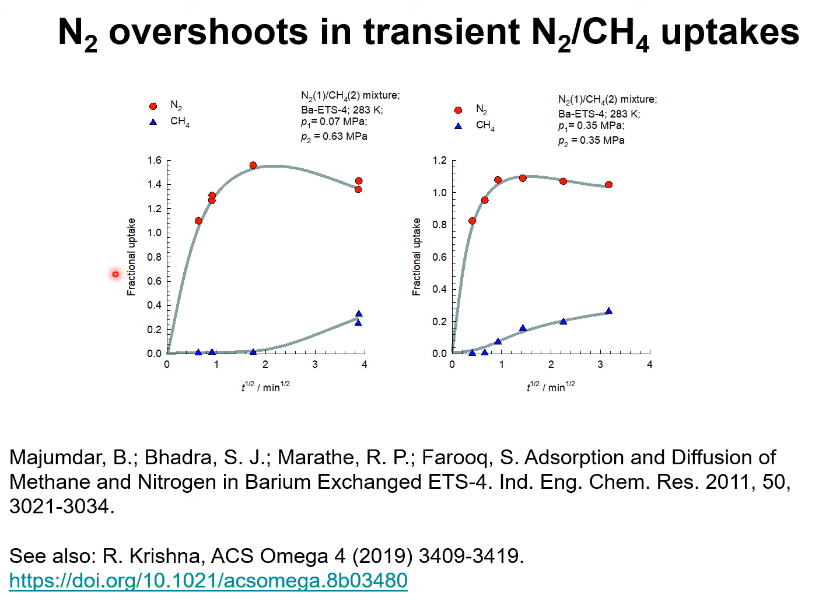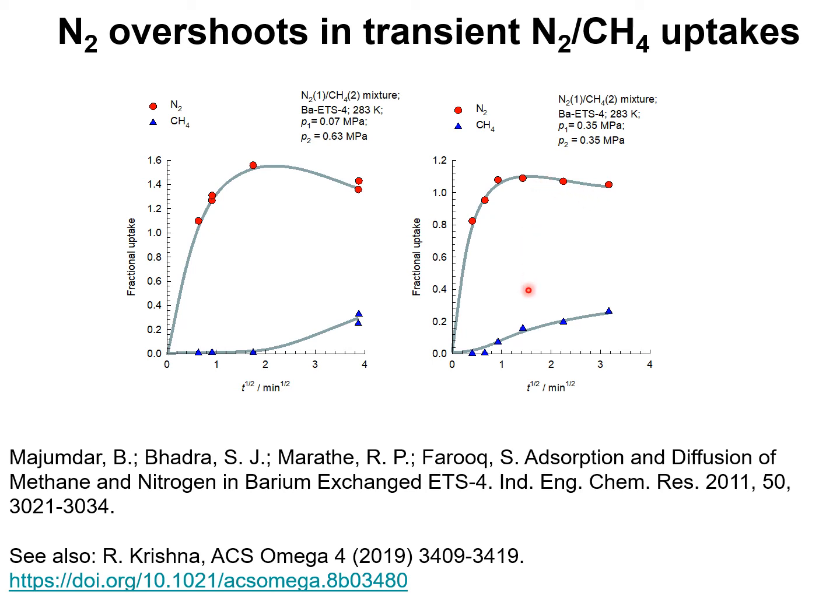For transient uptake of nitrogen-methane mixtures in barium ETS-4, the experimental data of Majumdar, plotted here, also show that the more mobile nitrogen experiences a transient overshoot in its component loading as it equilibrates within the pores. These are the data for a mixture at 283 Kelvin with partial pressures of 0.07 megapascals for nitrogen and 0.63 megapascal for methane.